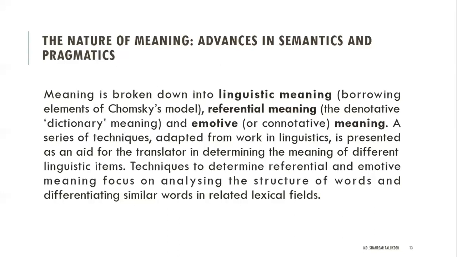Now, techniques to determine referential and emotive meaning focus on analyzing the structure of words and differentiating similar words in related lexical fields. The referential meaning, that means the denotative meaning, and the emotive meaning. When you want to focus on these, how can you analyze the structure of words? So you have to analyze the structure of words. Here, you are directly working on the word. You're not considering all the other things like context and other stuff. You're just concentrating on the structure of words.